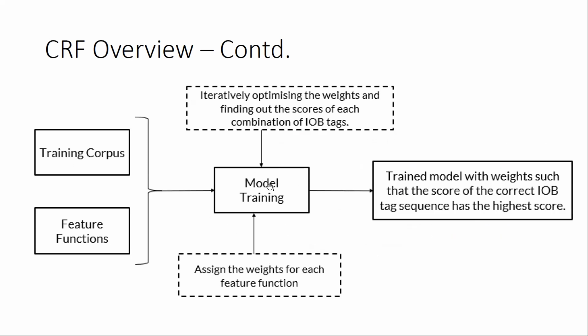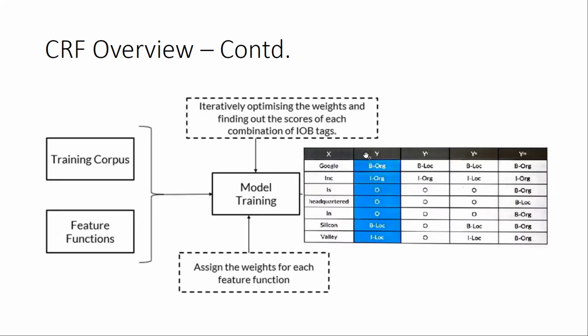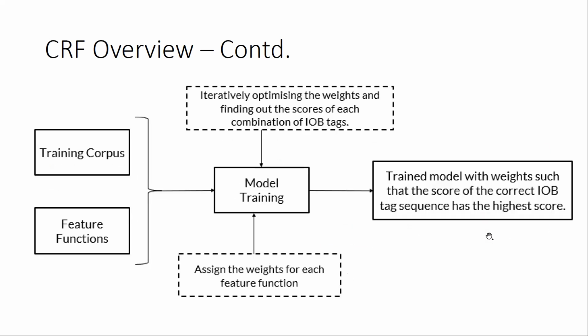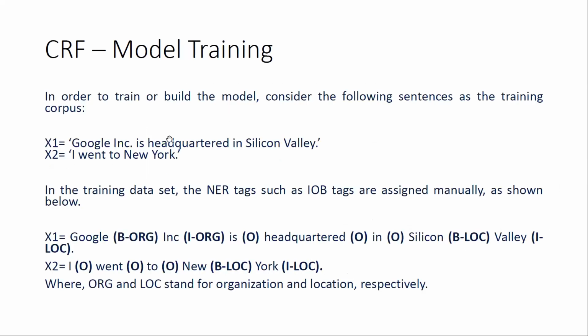So once the model training is done, the trained model has weights such that the score of the correct IOB tag sequence has the highest score. So we will select the final prediction of this B-ORG, I-ORG, and all these things based on the comparison of all of them together. So this is the overview. Now let's look at the model training, how it works.